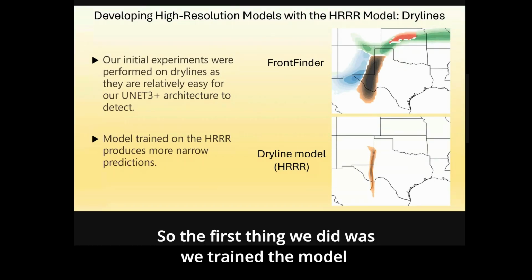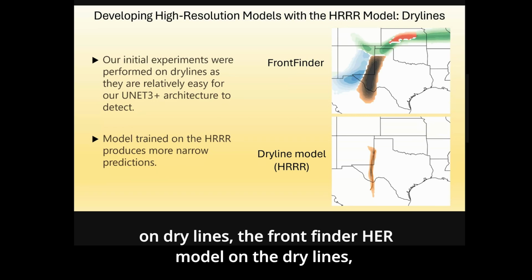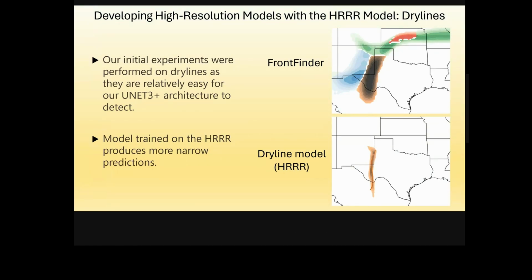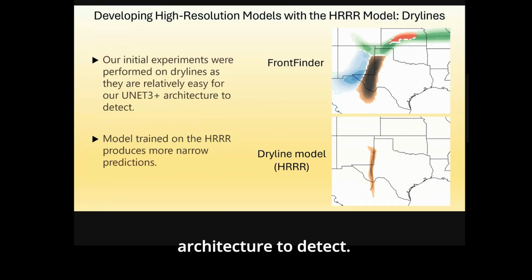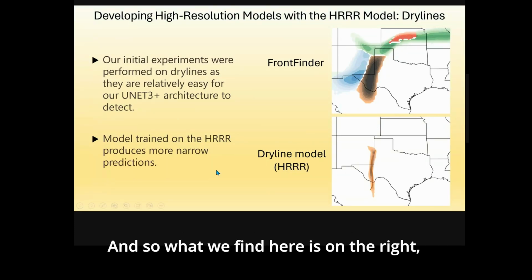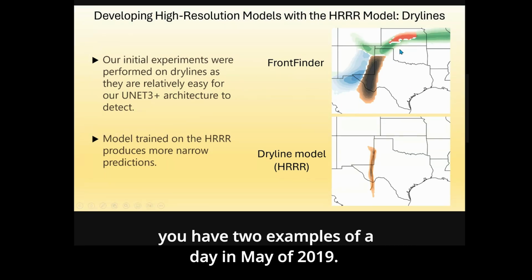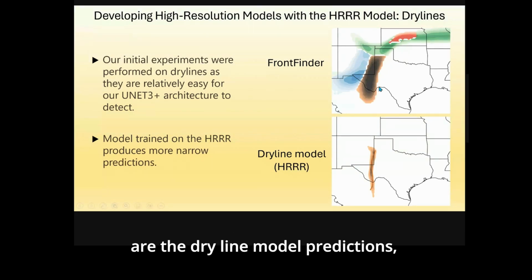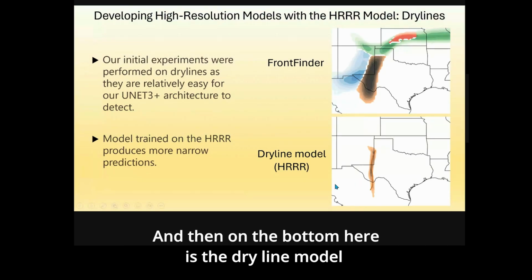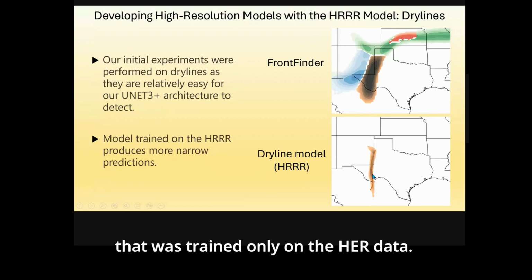And so, some examples of what we've been able to do with this. The first thing we did was we trained the Front Finder HRRR model on dry lines, because they're pretty easy for a very small model architecture to detect. And so what we find here on the right, you have 2 examples of a day in May of 2019. So these gold and then darker contours here are the dry line model predictions contoured at every 10% of probability. And then on the bottom here is the dry line model that was trained only on the HRRR data.